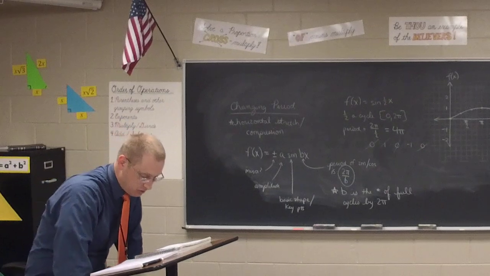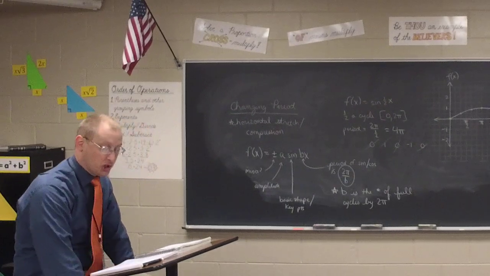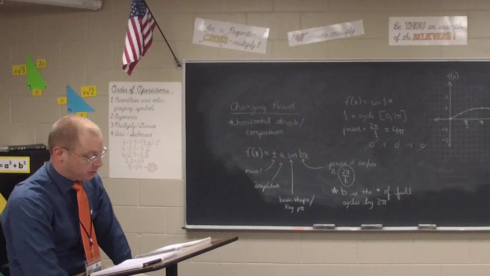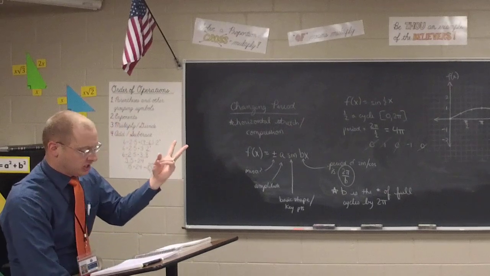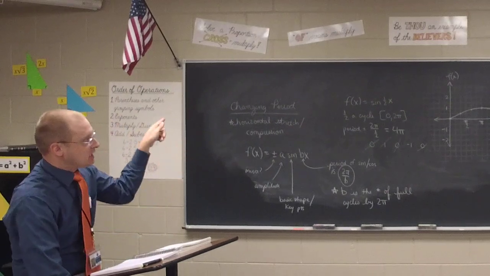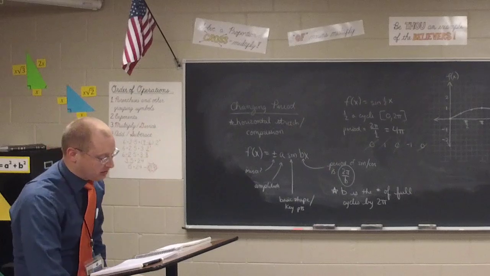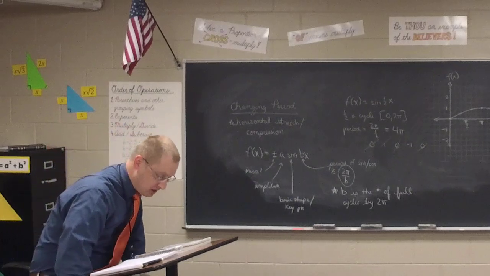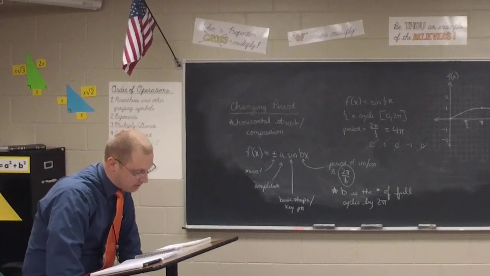It'd be pi over 3. Pi over 3, good. 2 pi over 6 reduces to pi over 3, which is 2 boxes. So the entire cosine curve is done in just 2 boxes. Very, very short. Number 16, Chris. 2 pi over x over 5.